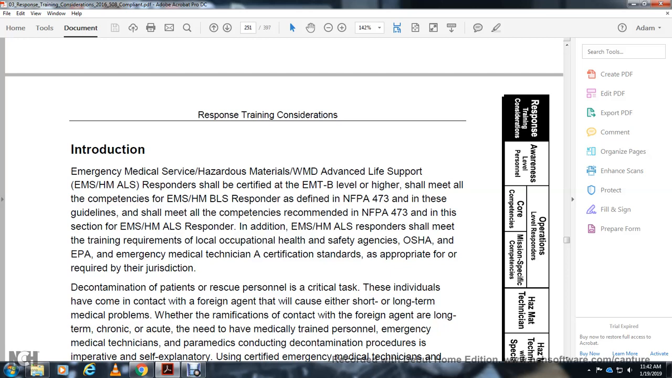In the section on the Emergency Medical Service hazmat advanced life support responder, in addition to the basic requirements, the advanced life support responders shall meet the training requirements of local occupational health and safety agencies, OSHA, the Environmental Protection Agency, and the emergency medical technician certification standard appropriate for these jurisdictions.